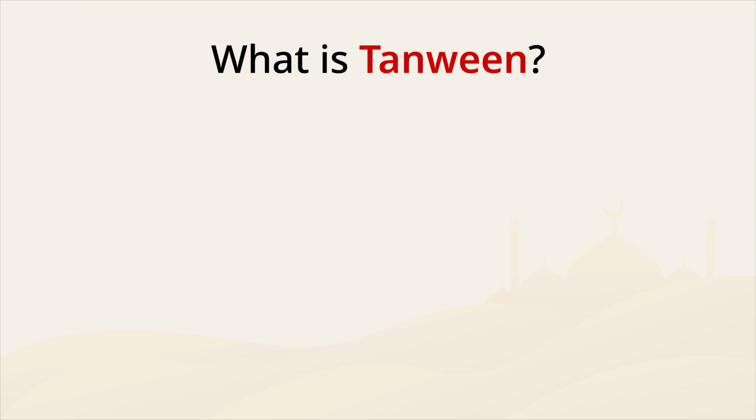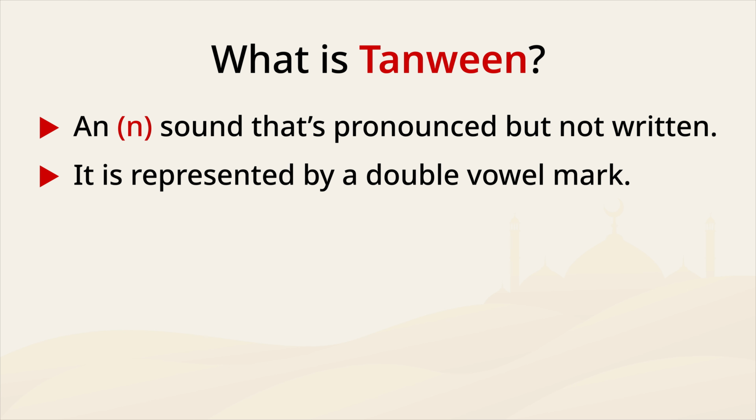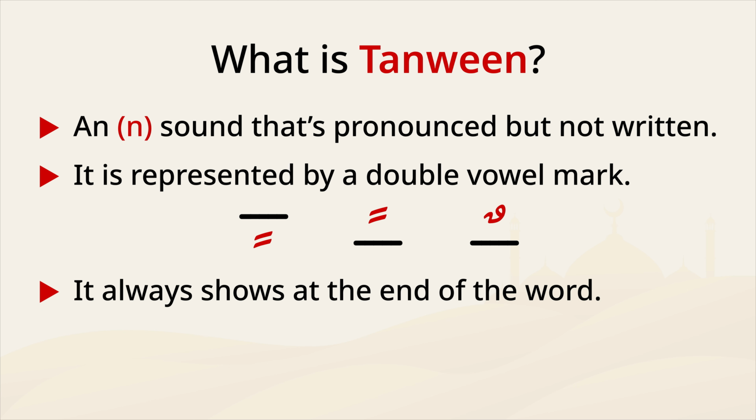Let's begin by defining tanween. Tanween is essentially an extra N sound, or noun, that is pronounced but not fully written. Instead of writing the noun as a letter, it is represented by double vowel marks. So physically, it's a double vowel mark, two dhammah, two fatha, or two kasra. One of the key features of tanween is that it always appears at the end of a word, never at the beginning or in the middle.